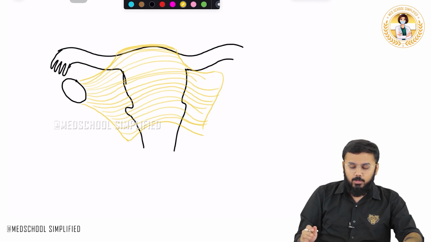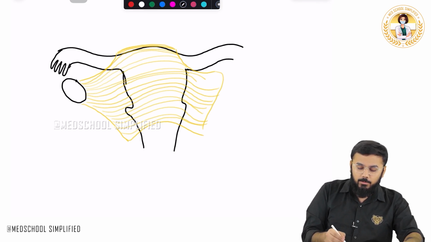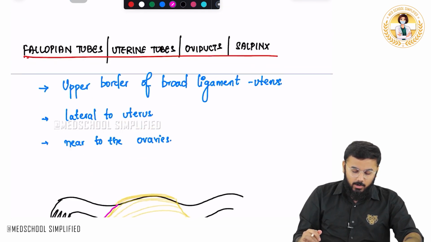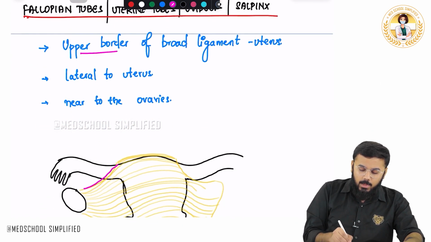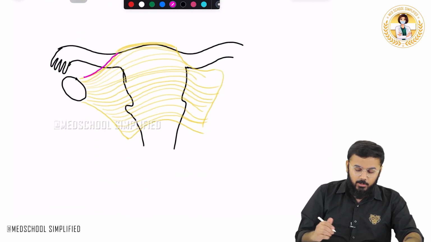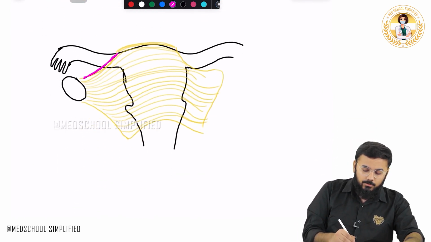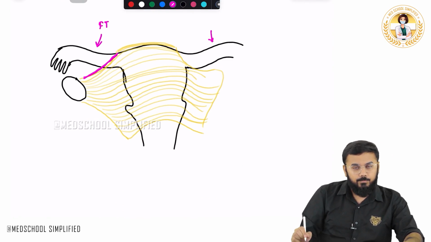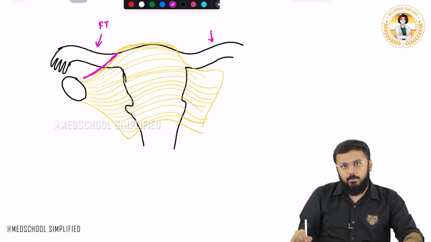Now if I ask you where is the superior border of this broad ligament, what will you tell? This is the superior border of the broad ligament of the uterus, or you can also call it the upper border of the broad ligament of the uterus. On the upper border of the broad ligament of the uterus, you have these structures on either side. These are called your fallopian tubes. So this is one point we have discussed.